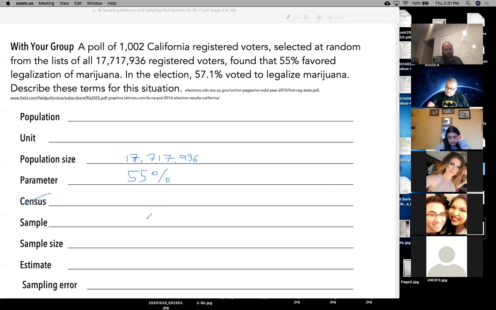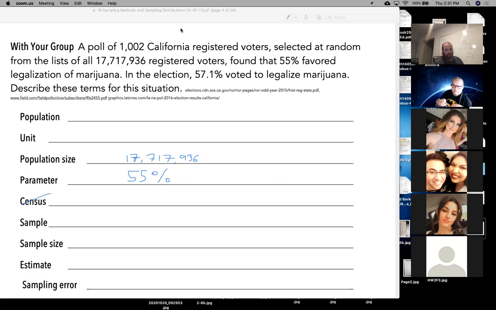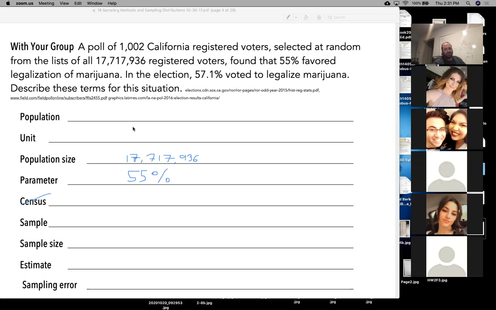What's the sample? 1,000. No, that's a number. What's the sample itself? Not the sample size. California registered voters? No, the registered voters was the population. Okay. Which voters? Legalized voters. Oh, wait. No, the ones who favored to legalize marijuana. No. The sample are the 1,002 who actually were in the poll.